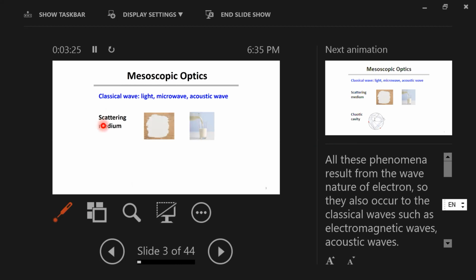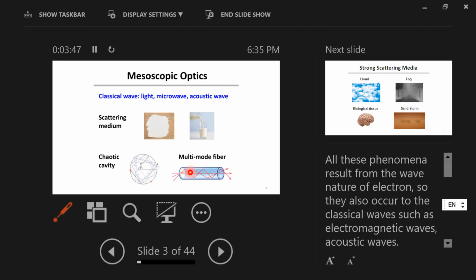So for example, we can study a scattering medium made of a lot of small particles, and how light propagates in this kind of system. Or we can study an optical chaotic cavity, meaning the ray dynamics is chaotic inside this cavity. This is more like a quantum dot for electrons. And in terms of a nanowire for electrons, we can study a multi-mode fiber with random mode mixing. So this is basically an optical analog for those kinds of mesoscopic systems for electron transport.